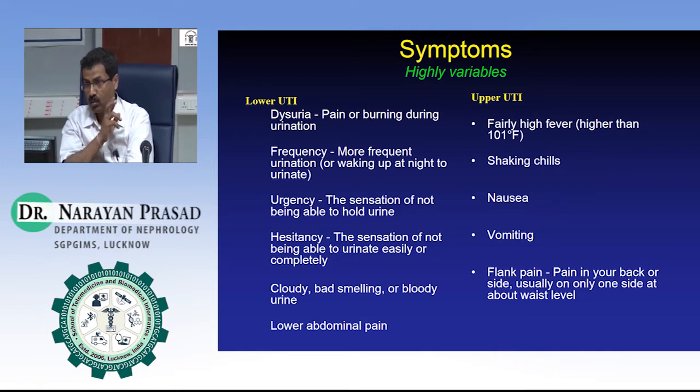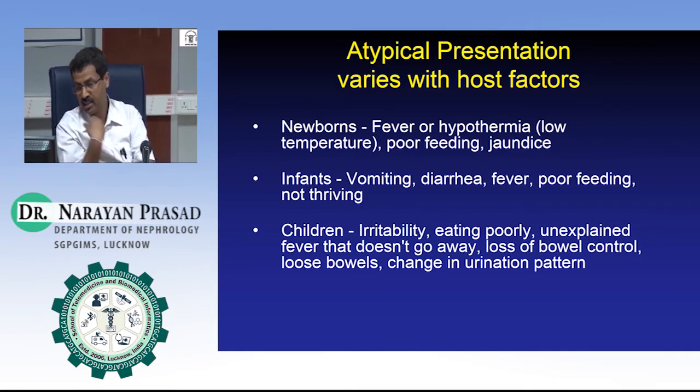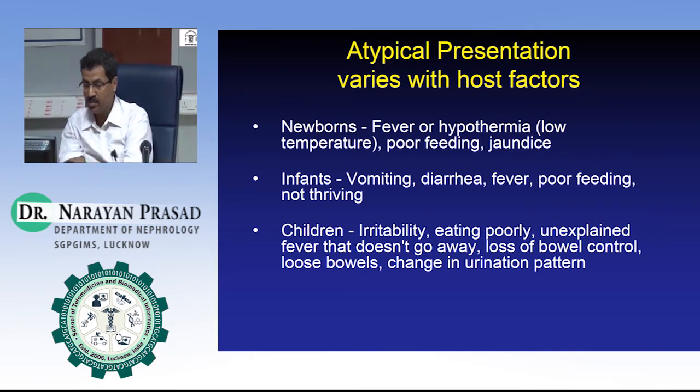In infants, vomiting, diarrhea, fever, because they cannot complain of dysuria, so usually these patients might have nausea, vomiting, diarrhea, fever, poor feeding, not thriving. These are the atypical presentations. In children, irritability, eating poorly, unexplained fever, loss of bowel control, loose bowels, changing urination pattern. These are all atypical symptoms. Then we should suspect urinary tract infections in these newborns, infants, and children.